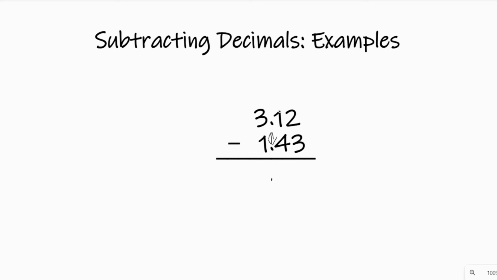So 2 minus 3, we can't do that. 1 minus 4, we can't do that. So we're going to borrow 1 from the 2, from the 3, that just became a 2. And then 9, so 10, and then 12. So 12 minus 3 is 9. 10 minus 4 is 6. And 2 minus 1 is 1. So the answer to this equation is 1.69, or 1 and 69 hundredths.